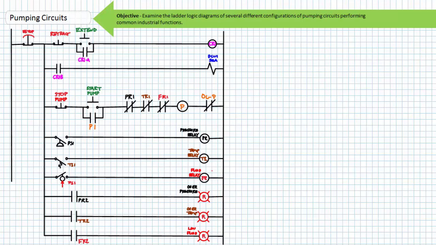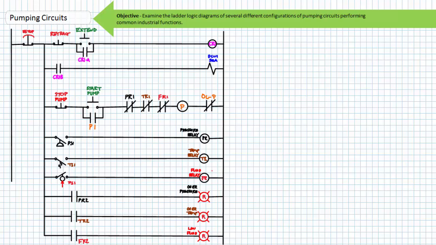Alright, this about wraps up our examination of various pumping circuits. Again, keep in mind at this point in your education, I am not asking you to design ladder logic diagrams. All I'm asking you to do is be able to interpret existing ladder logic diagrams and determine the response given various input conditions. My intention in this lecture was to serve as a guide for representative samples of ladder logic diagrams performing common recognizable industrial functions utilizing some of the concepts and devices we've thus far discussed.